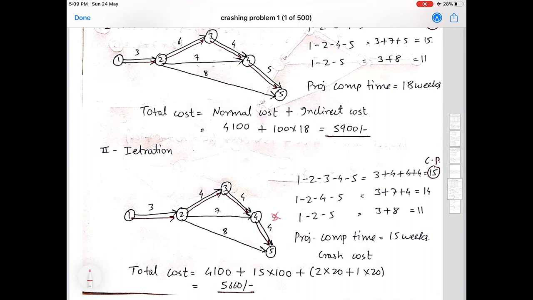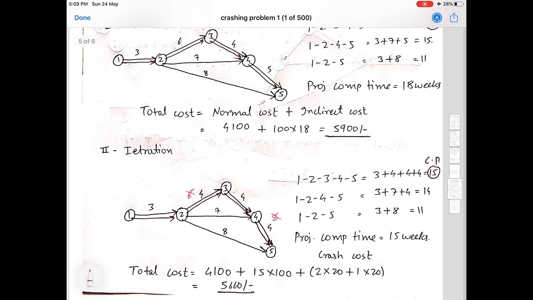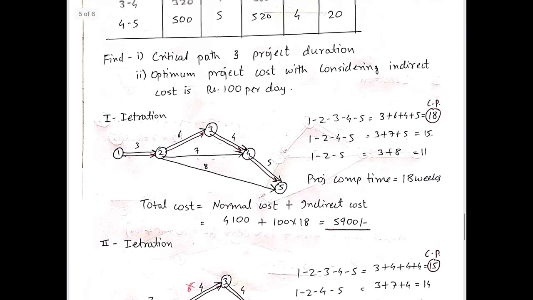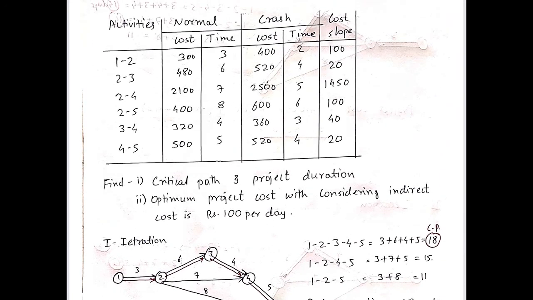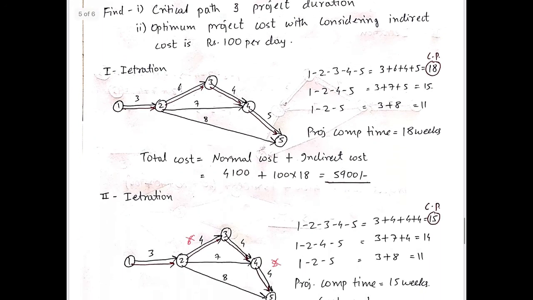As we can see in the network diagram, previously activity 4-5 has a 5 weeks duration. Now we have to crash activity 4-5 by 1 week. After crashing activity 4-5 by 1 week and activity 2-3 by 2 weeks. Why are we crashing activity 2-3 also? As you can see over here, activity 2-3 also has the same cost slope, that is 20, same as activity 4-5. And we can crash activity 2-3 by 2 weeks, as the normal time is 6 and crash time is 4. So we have 2 weeks.